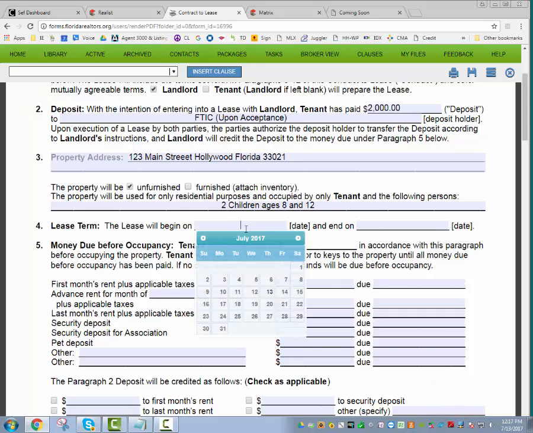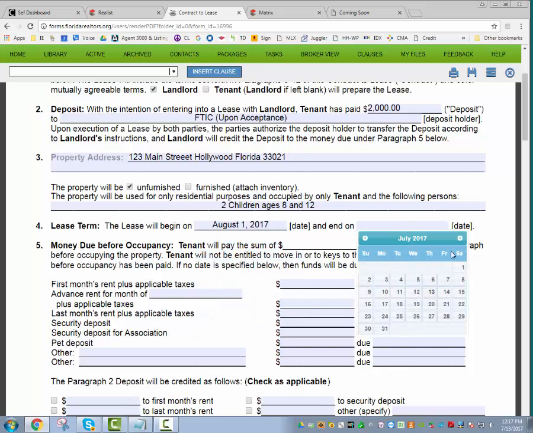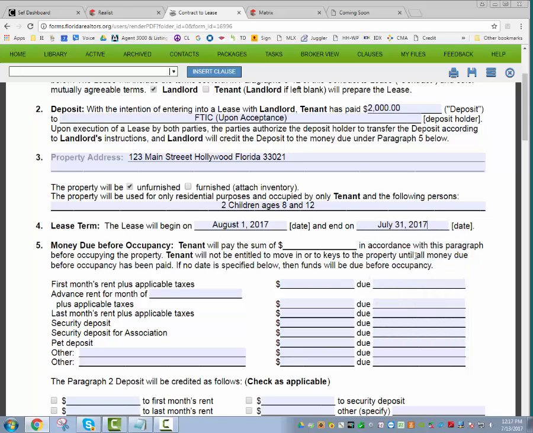Okay, lease term will begin. We're going to have this particular lease start on August 1st, and we're going to end it the last day of the next year. Don't forget to make that change, okay? So it's the day before. It doesn't end August 1st, 2018. It ends July 31st, 2018.